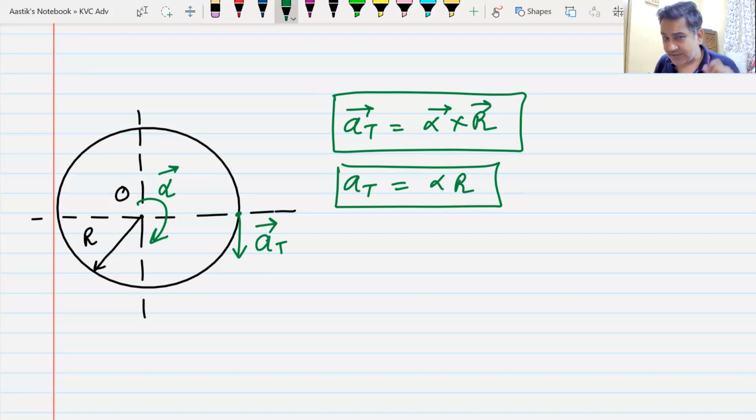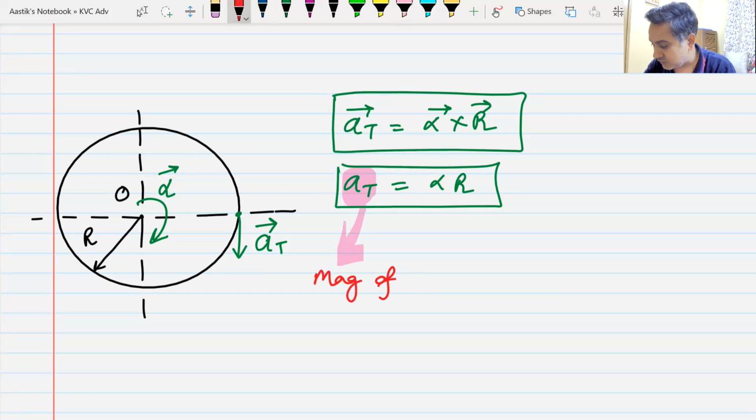Now, this tangential acceleration is always either in the same direction as velocity or it is in the opposite direction. So this can only do one thing. It can only change, and we have done that before, the magnitude of velocity, or magnitude of tangential velocity. Do we understand this?